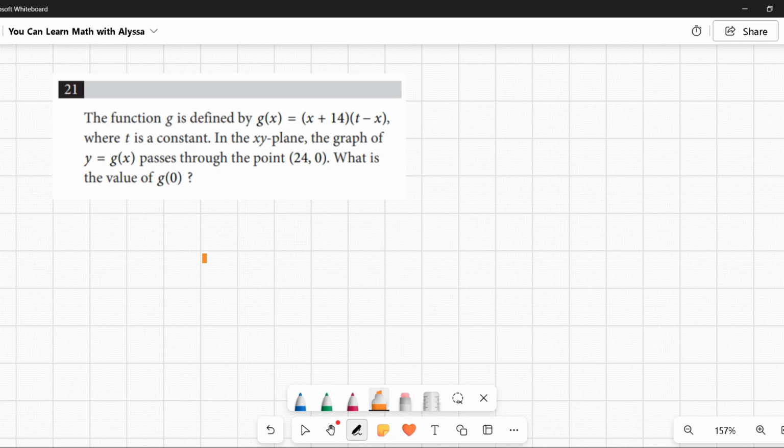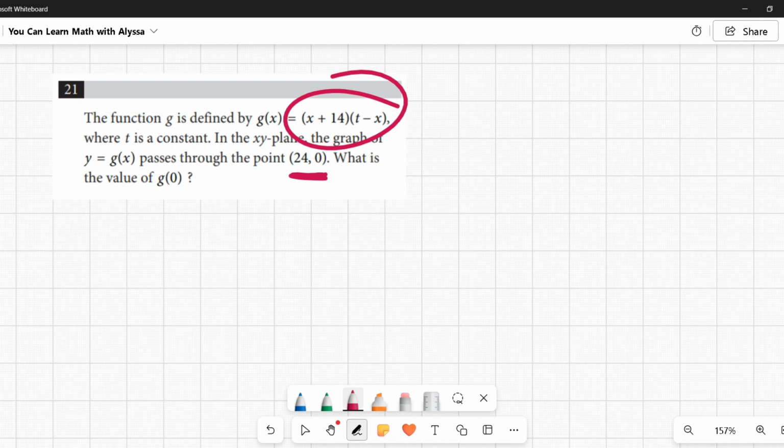21. The function g is defined by g of x equals x plus 14 times t minus x, where t is a constant or a number. In the xy plane, the graph of y equals g of x passes through the point 24, 0. What is the value of g of 0? Okay, so we don't know what t is. We just know it's a number. And we know that 24, 0 makes this a true statement.